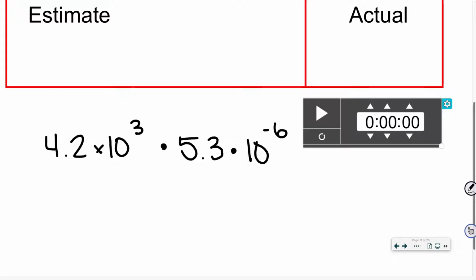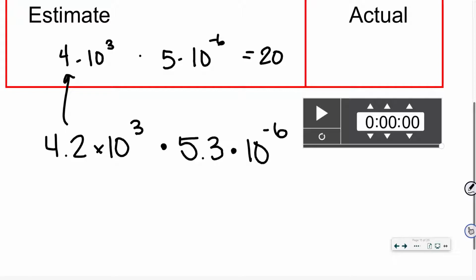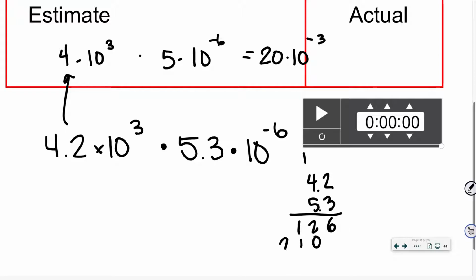Okay, so approximately what? About 4 times 10 to the third times 5 times 10 to the negative 6 would equal what? About 20 times 10 to the negative third. Now that is not in proper scientific notation, but it's okay because we would put it in proper form. Now if we had to multiply it, we'd have 6, we'd have 12, we'd have 10, we'd have 21. So 21.26 times 10 to the, yeah, we're really close.